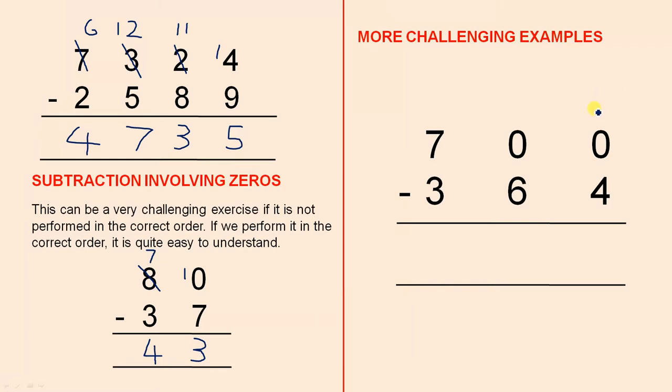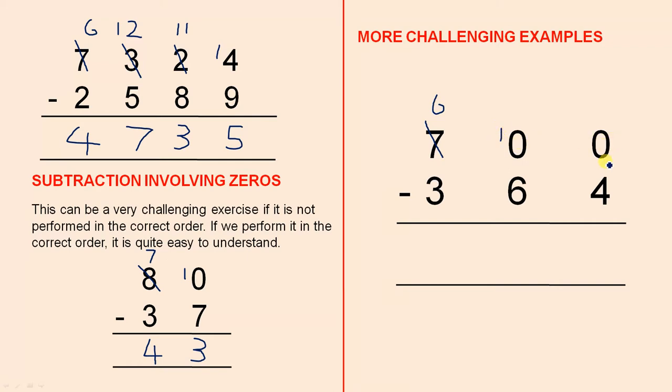Now here's the challenging example, so we have to be very careful. 0 take away 4 we cannot do. We can't borrow from the tens column because that's a 0. 0 take away 6 we cannot do. However, we can borrow from the hundreds column because that's a 7. So that 7 becomes a 6, and there is the trading.